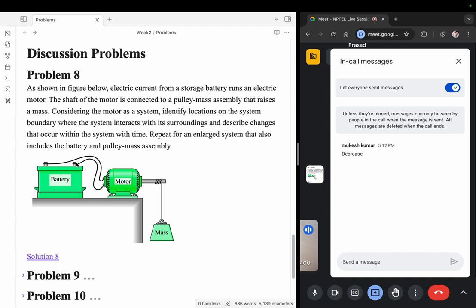Second, there is air that is moving across the boundary also. The air will come in contact with the battery and then it will again go out of the boundary. So these are the only two interactions that are happening at the boundary.